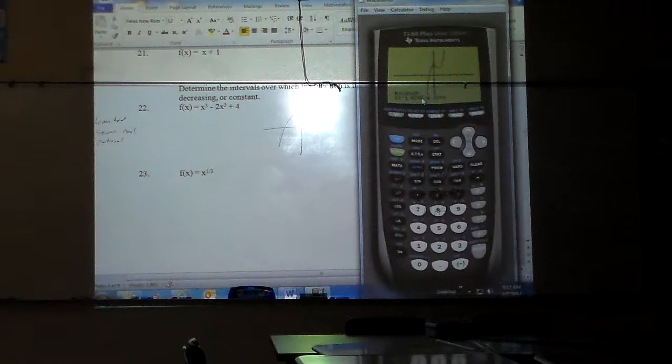And in order to do a minimum, I'm going to go back here and go second, calculate. This time it's a minimum, so I'm going to arrow down. I can hit number 3 or go to 3 and hit enter. Now I want to make sure I'm left of that little hump right there, enter. And now I got to go right of that little hump for sure, enter. Hit enter one more time.